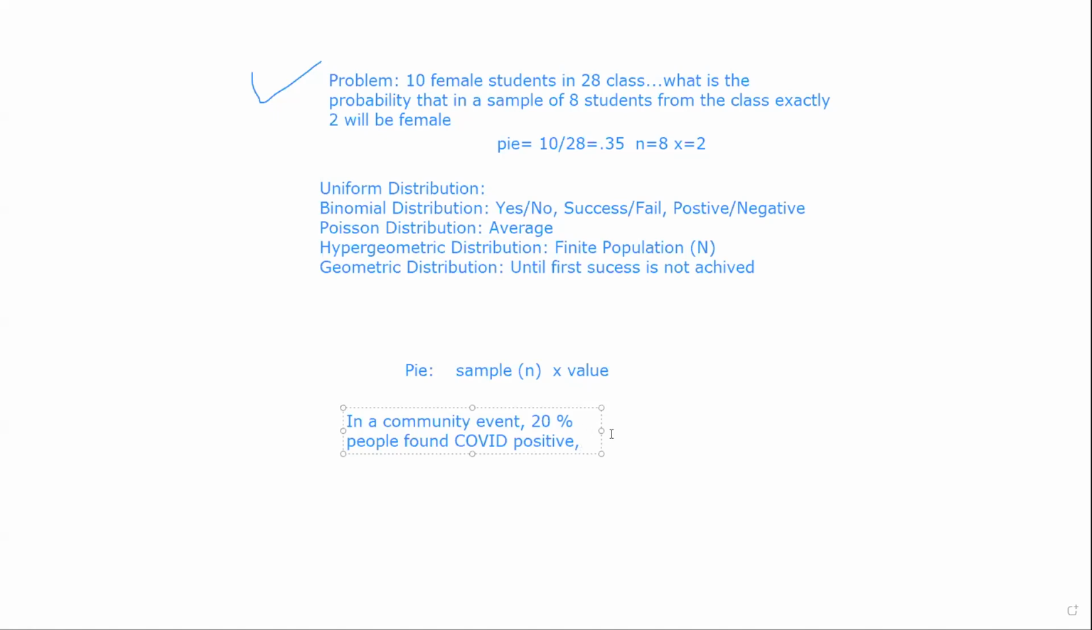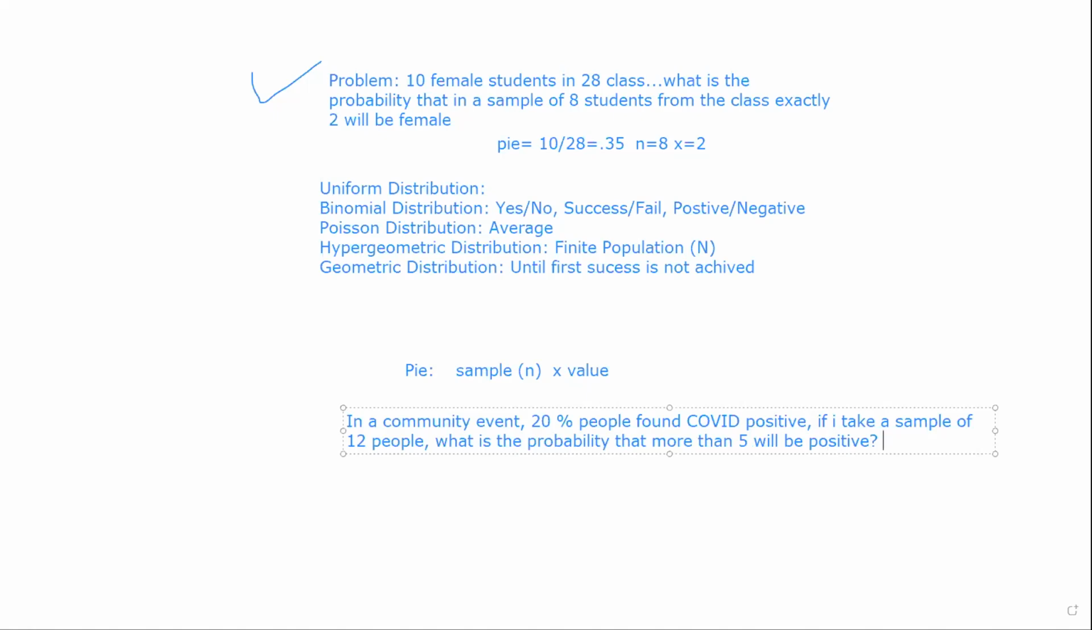Out of that community event, if I take a sample of 12 people, what is the probability that more than five will be positive? Do you understand the question?